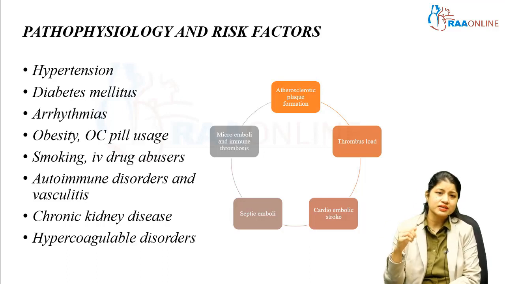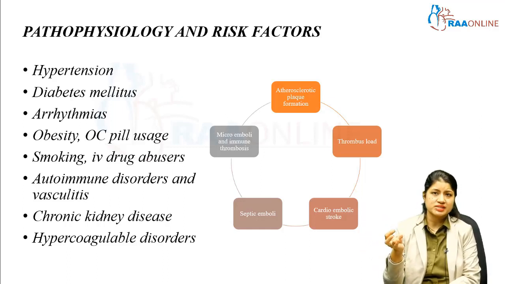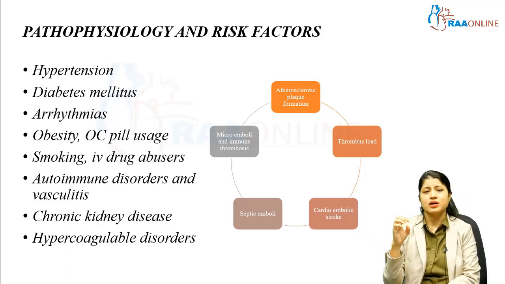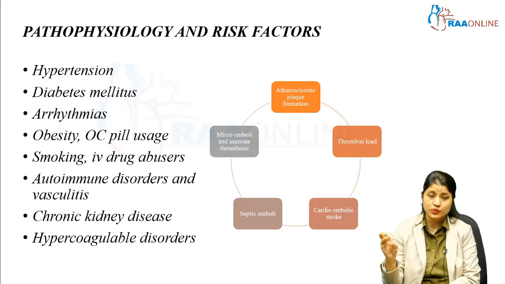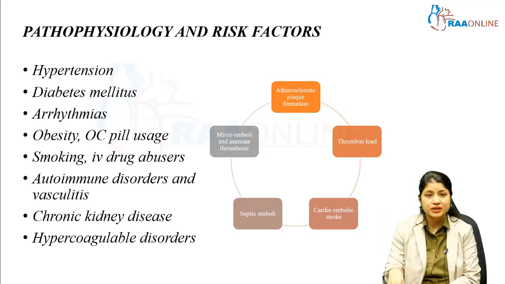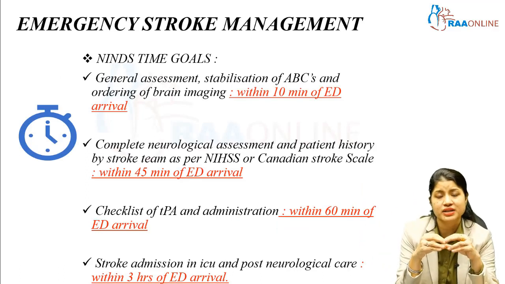So what are the risk factors? Obviously hypertension, diabetes mellitus, arrhythmias, obesity, OC pill usage, autoimmune disorders, vasculitis, CKD, hypercoagulable disorders, smoking, IV drug abuse, etc. There are a lot of risk factors, of which uncontrolled hypertension, uncontrolled diabetes, arrhythmias and CKD form a major part. So how do you do an emergency stroke management?